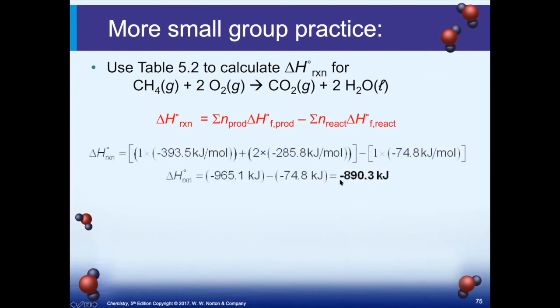So the answer you should have gotten is negative 890.3 kilojoules, hopefully, or something close to that. Sometimes the table values are different from table to table, so don't worry about that too much.